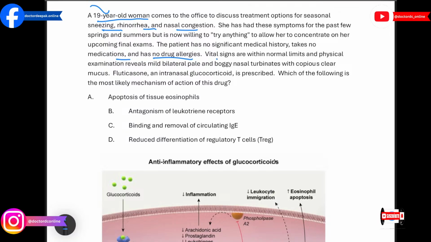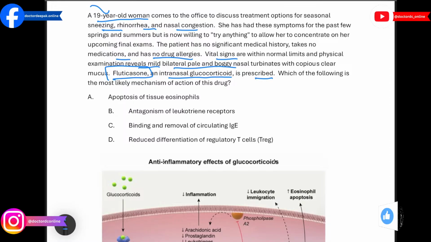This is normal. So vital signs are within normal limits, and physical examination reveals mild bilateral pale or boggy nasal turbinates with copious clear mucus. Fluticasone, an intranasal glucocorticoid, is prescribed. Which of the following is the most likely mechanism of action of this drug?